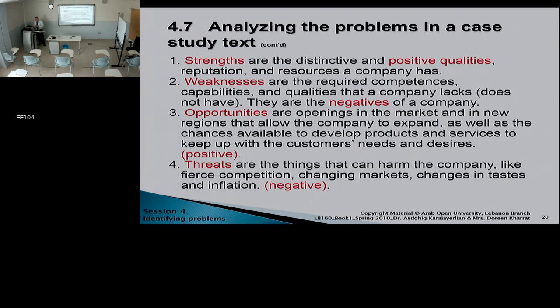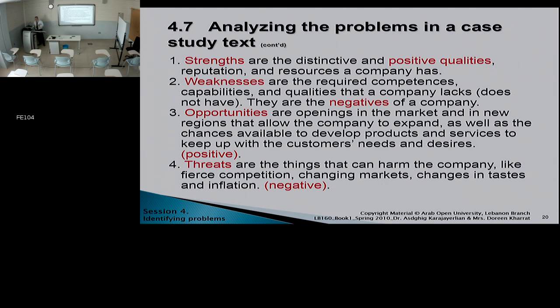Threats are the things that can harm the company, like fierce competition. Of course, competition is a key element. Changing markets, a challenge, a danger, changes in taste and inflation, and they are negative. Opportunities and threats are called external factors because they come in the future. Okay, so these are the four key factors of SWOT analysis.